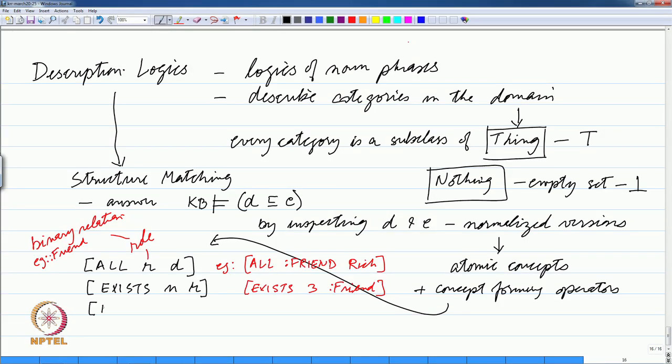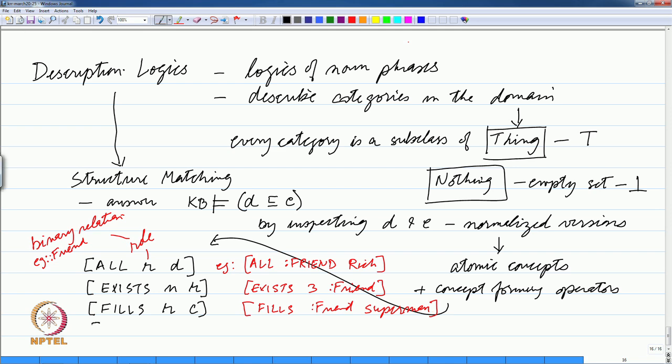And then FILLS, with a constant, which simply says that, strictly speaking, it is the set of all people for whom C is a role filler for this role R. So, you might say something like FILLS :friend Superman, then you are saying that it is the set of all those people for whom Superman is a friend.